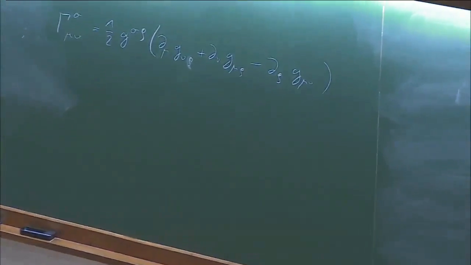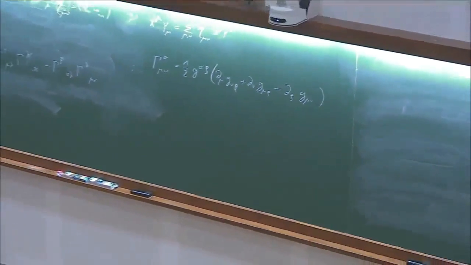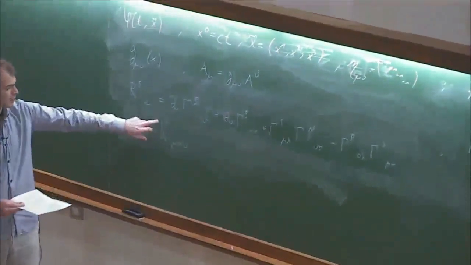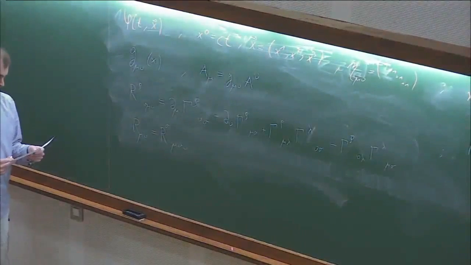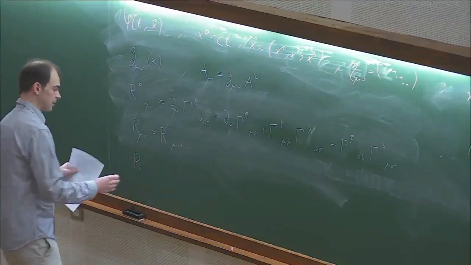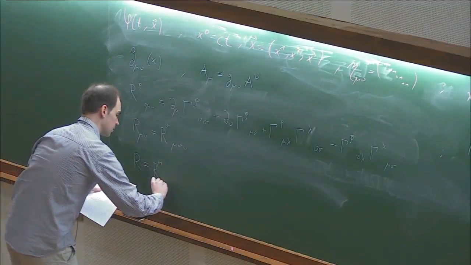Okay, so from this Riemann curvature tensor, we define the so-called Ricci tensor, which is R mu nu. It's just the contraction of the first and the third index of this Riemann tensor. So that's R sigma mu sigma nu, okay, where you have to sum over sigma. And finally, there is the so-called Ricci scalar, which is just the trace of the Ricci tensor, so R mu mu.